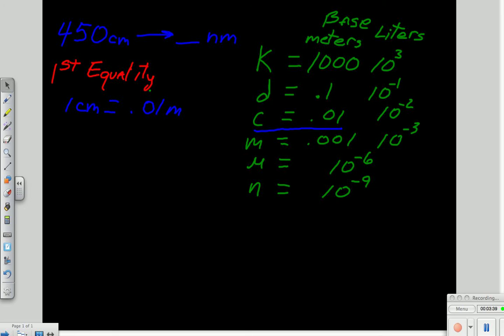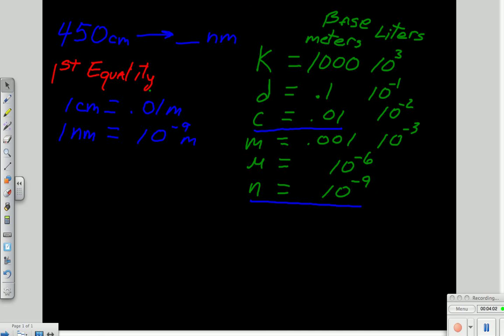Now I'm also looking up there and I see nanometers. Well, nanometers are down here, so this is the other equality that I've got to use. And it states that for every 1 nanometer, there's going to be 10 to the minus ninth meters.